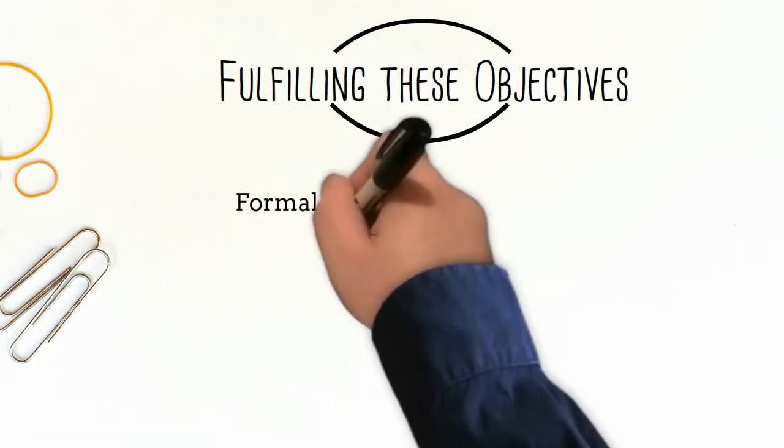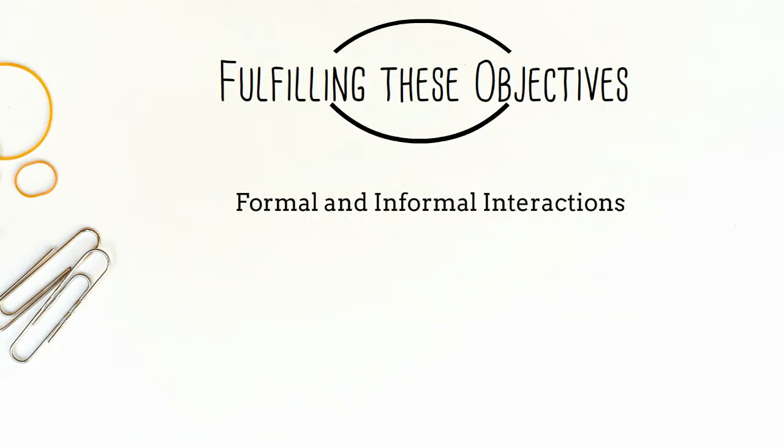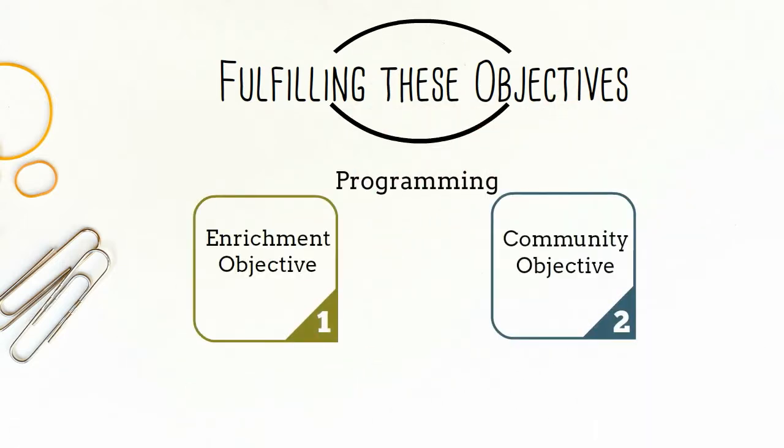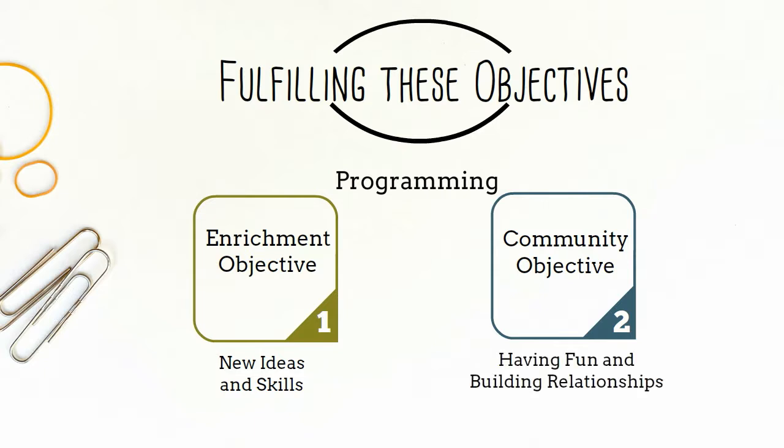In addition to formal and informal interactions, the community objective is fulfilled through programming. The difference between enrichment objective and community objective programming is that enrichment objective programming is about new ideas and skills, while community objective programming is all about having fun and building those relationships.